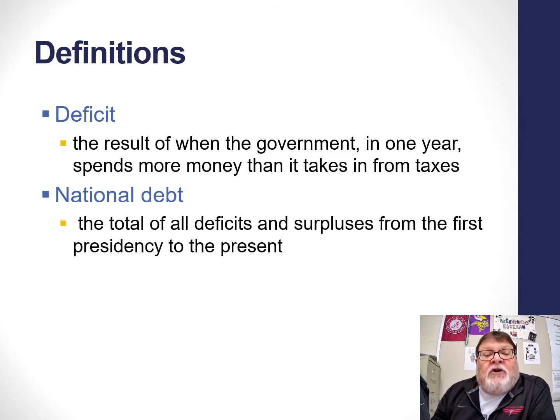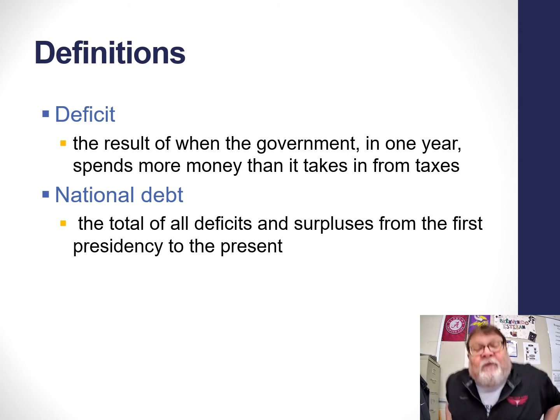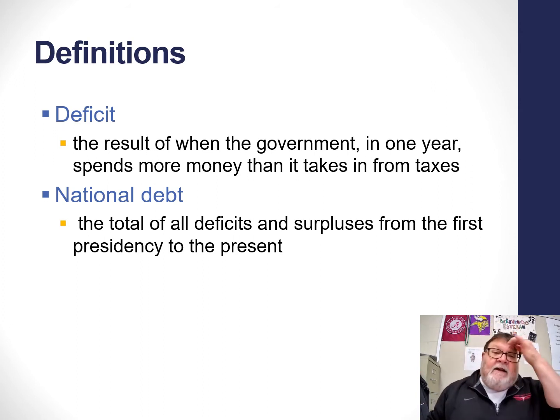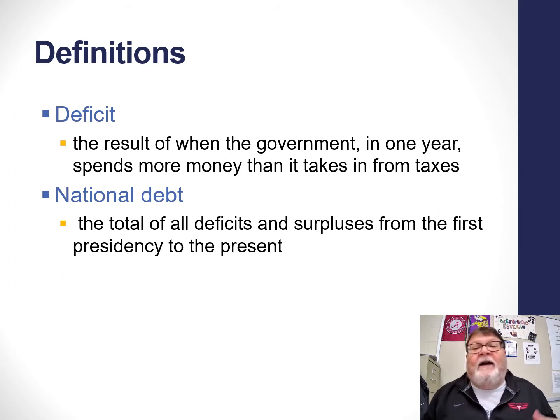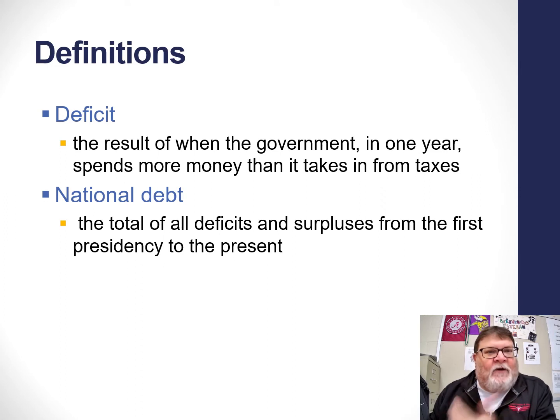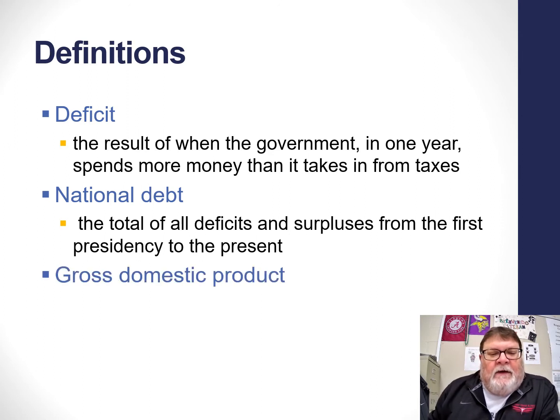So the national debt, the total of all deficits and surpluses from the first presidency to the present. So from Washington to a month into Biden, that is the national debt. When you add them all up, whether it's a deficit that's a negative, right, or a surplus that's a positive. Right now we're sitting somewhere, what, 24, 25 trillion national debt, something of that nature.